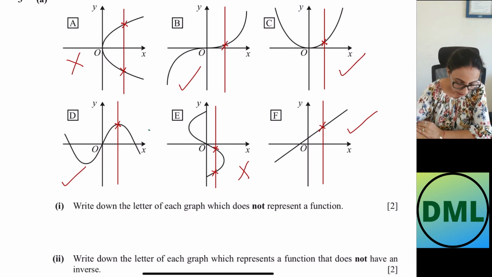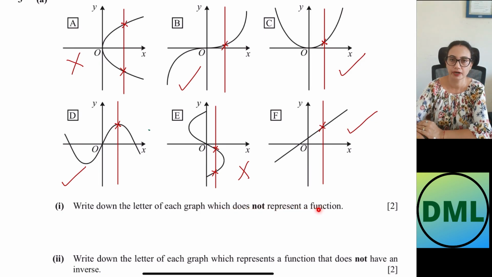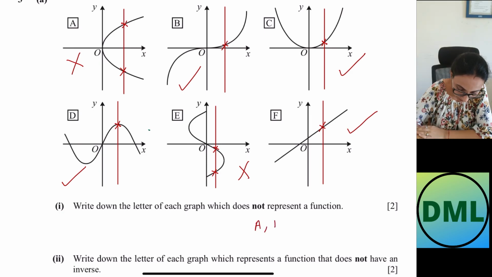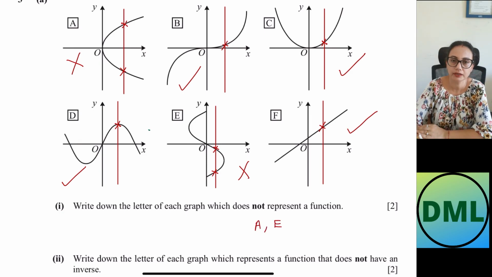What is he asking you? Write down the letters of each graph which does not represent a function. So he is asking which are not the functions. A and E are not the functions. Let's write down A and E are not functions.